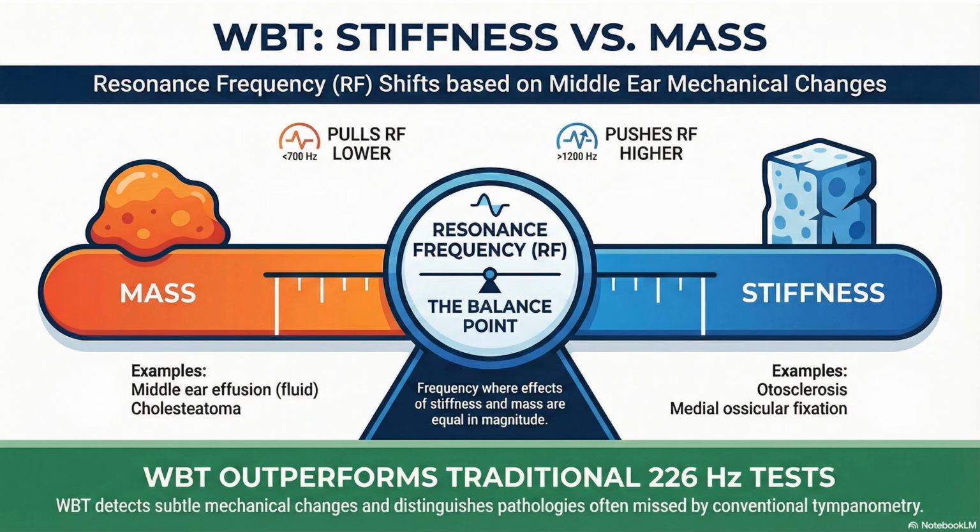To understand wideband tympanometry, we look at the resonance frequency. This is the point where mass and stiffness are in balance. If a condition adds mass, like middle ear fluid, the frequency goes down, below 700 Hz. If a condition increases stiffness, like otosclerosis, the frequency goes up, above 1200 Hz. This is why WBT is better than the traditional 226 Hz test. It can detect these small changes.